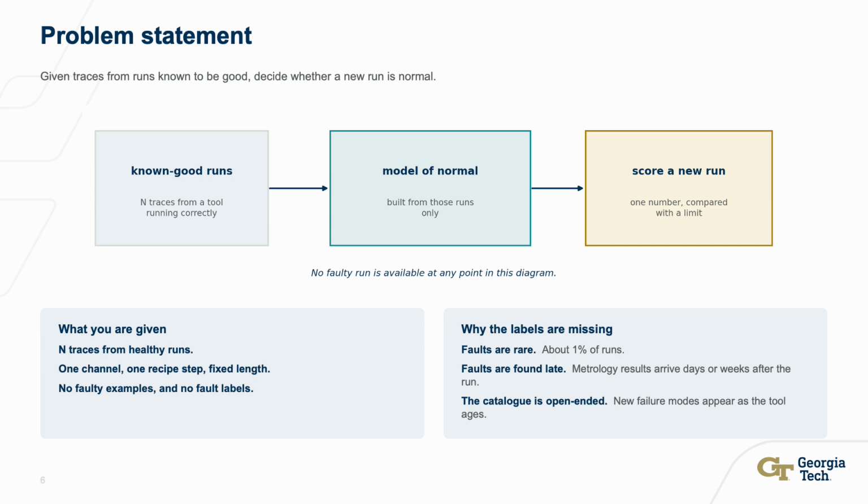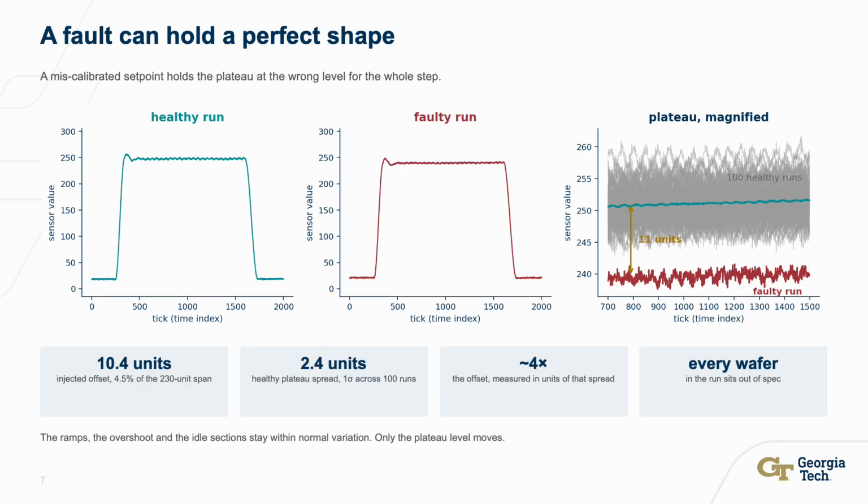This setup has a name. It is called one-class monitoring, and it is the actual industrial problem rather than a simplification we are making for teaching. You learn what normal looks like, and anything that does not fit gets flagged. Before we start building, I want you to see why this is worth any effort at all. On the left is a healthy run, in the middle a run with a fault. Look at them at this scale and they're the same picture.